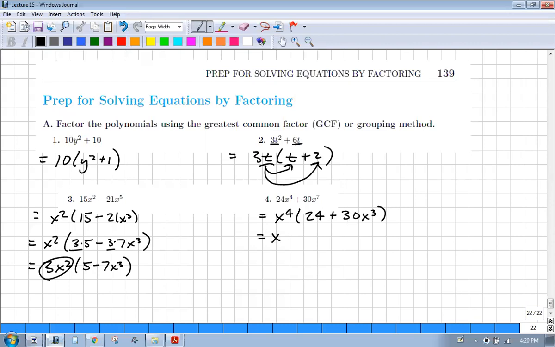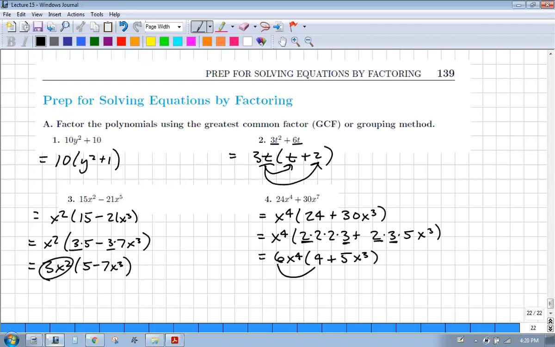But see, 24 is 2 times 12, which is 2 times 6, which is 2 times 3. 30 is 2 times 15, which is 3 times 5. So we can pull a 2 out and a 3 out. A 2 and a 3 gives us 6. So we're left in here with a 4 and a 5x cubed.